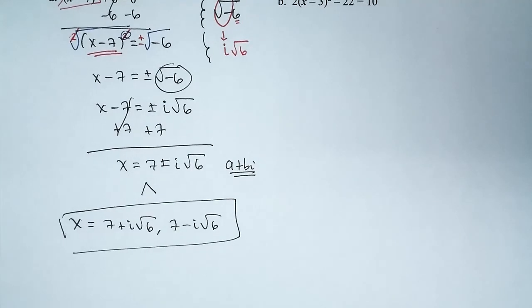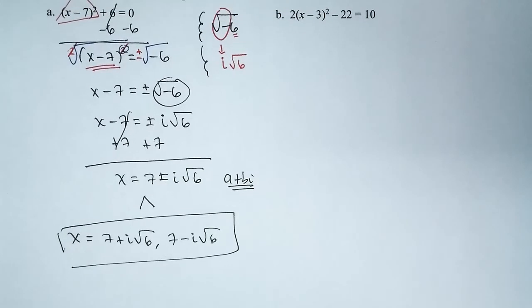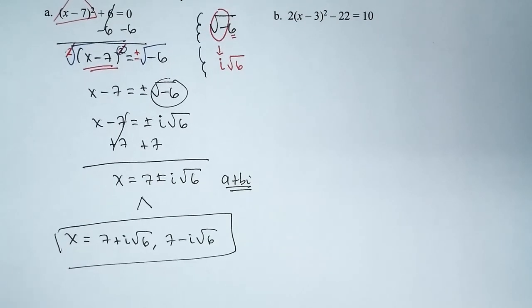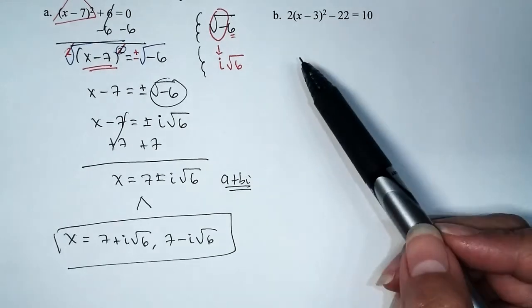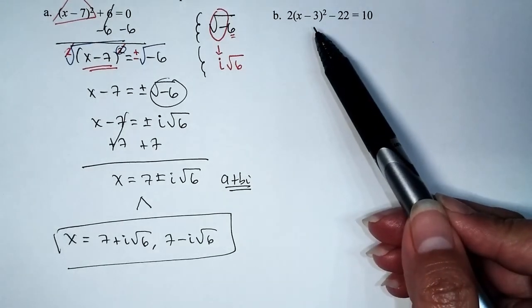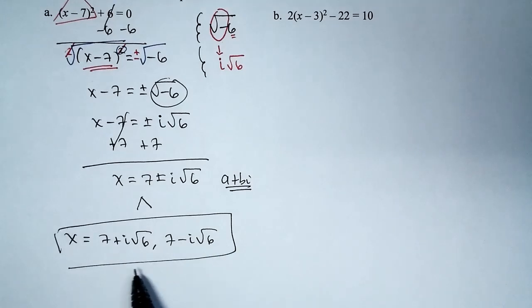Cool. So let's go ahead and knock out the second problem, and that'll be the end of this video. So problem B, we have 2 times the square of x minus 3, less 22, equals 10. So again, if you want to try to solve by factoring, go for it. But look what happened. We had a non-real solution, so we couldn't solve by factoring.